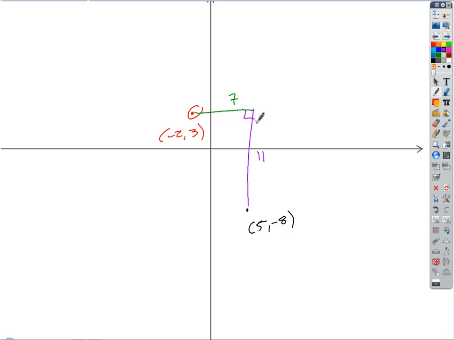In other words, if we had to give an ant a roadmap or directions to get from the center to the point that's being rotated, we tell the ant to walk to the right 7 and down 11, right? Okay. Let's rotate everything, including our directions, our roadmap.